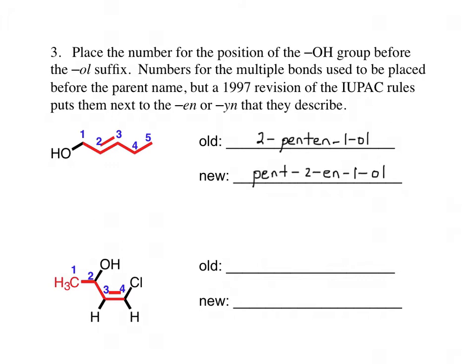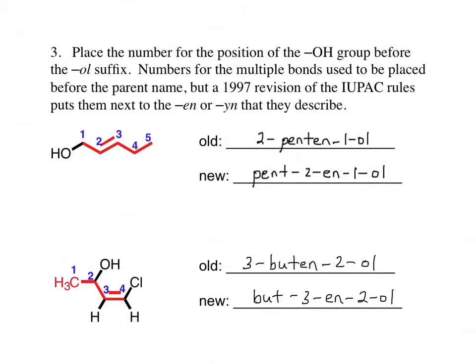Okay, so we're being very consistent with what we taught you with alkenes. All right, this other one, the alcohol was at number 2, the alkene was at number 3, and it's based on butene. So the old system, I'm going to put the alkene number in front of the parent name. So this would be 3-butene-2-ol. New system: but-3-ene-2-ol.